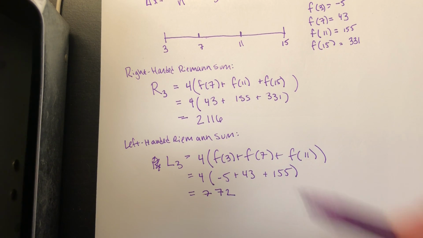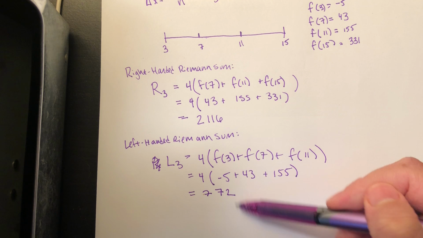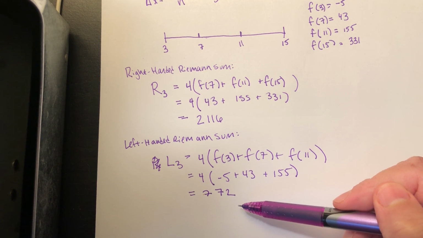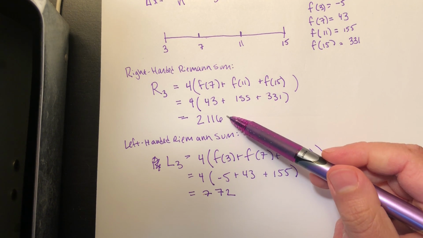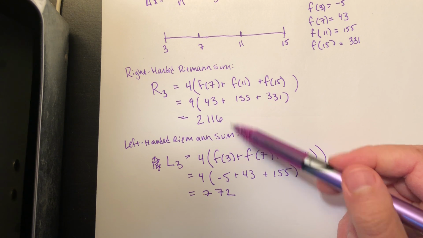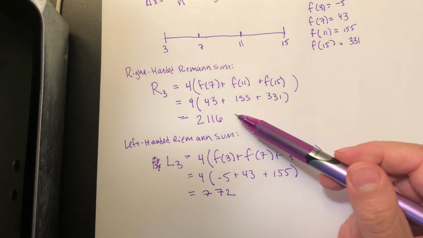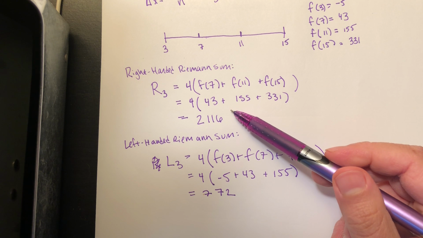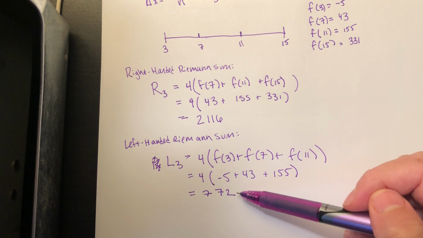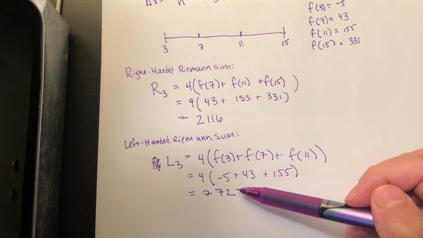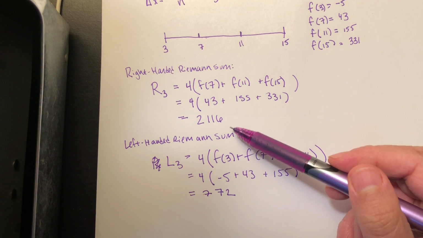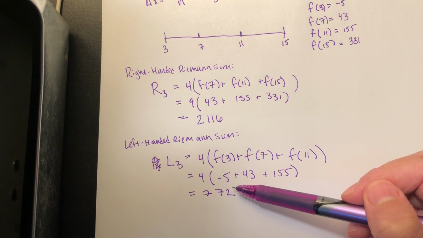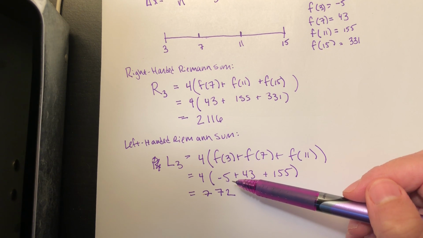Wowzers. These are two very different estimates for the same area. This is giving you one estimate of the area, 2,116. This is giving you another, and your right-handed Riemann sum is giving you an area that's almost 3 times bigger than your left-handed Riemann sum. That should tell you something about these estimates. They're terrible. If you can get such different estimates like this, it's not a very good estimate at all.